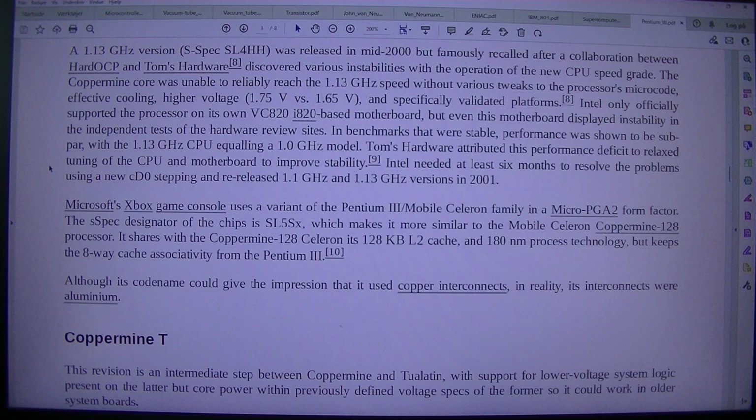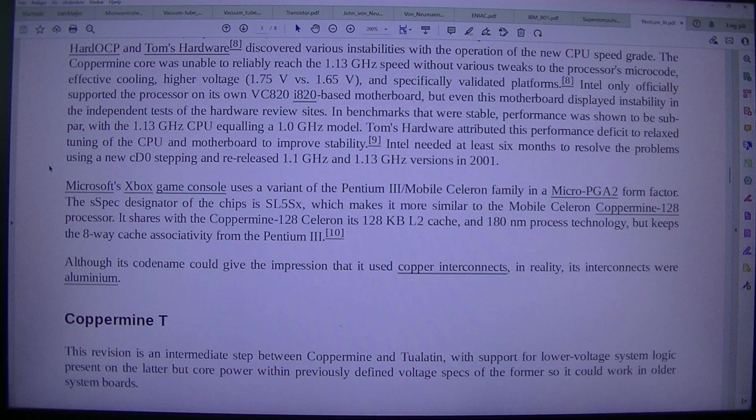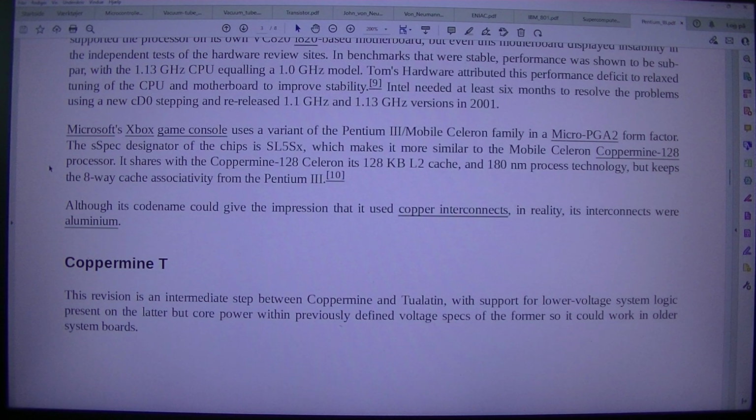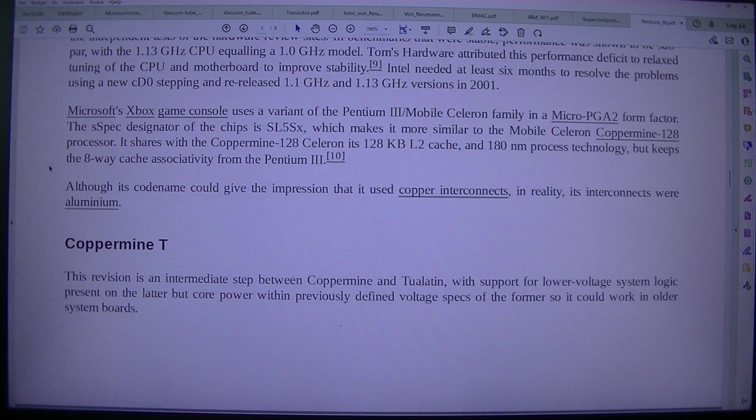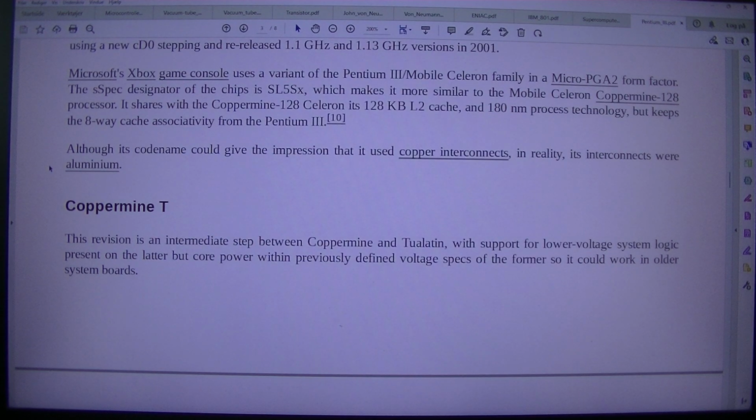Microsoft's Xbox game console uses a variant of the Pentium 3/mobile Celeron family in a micro PGA2 form factor. The S-spec designator of the chips is SL5SX, which makes it more similar to the mobile Celeron Coppermine 128 processor. It shares with the Coppermine 128 Celeron its 128 KB L2 cache and 180 nm process technology, but keeps 8-way cache associativity from the Pentium 3. Although its codename could give the impression that it used copper interconnects, in reality, its interconnects were aluminium.